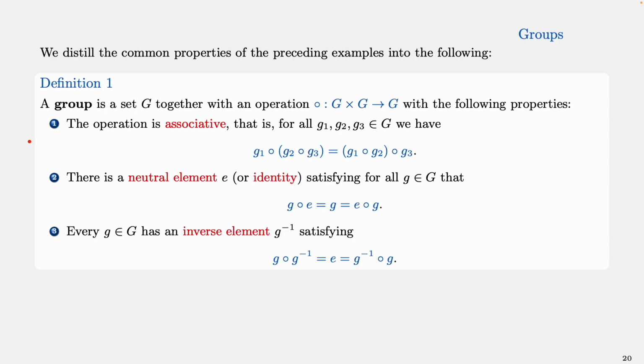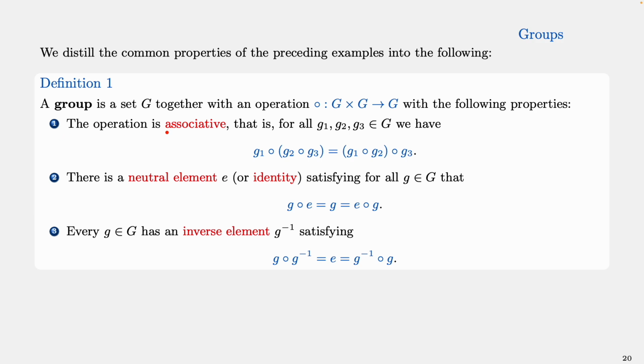Now we're ready to get the definition of a group. So the properties we just studied for the integers, the permutations or the symmetries of a circle or a triangle will be distilled into the following definition. A group is a set G together with an operation called circle that takes 2 elements of G, produces a new element of G that has the following properties.